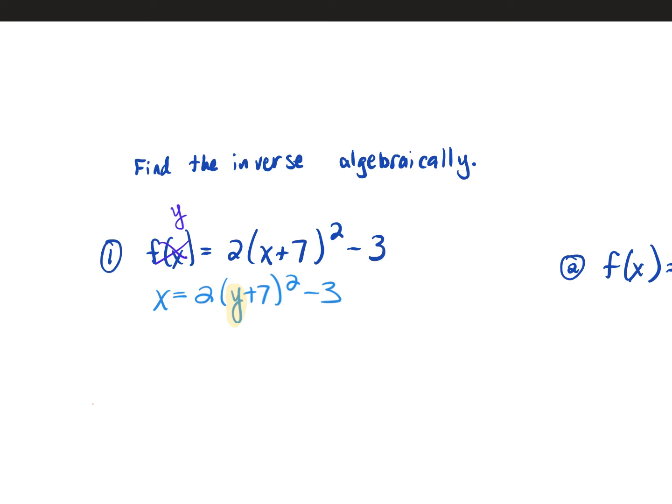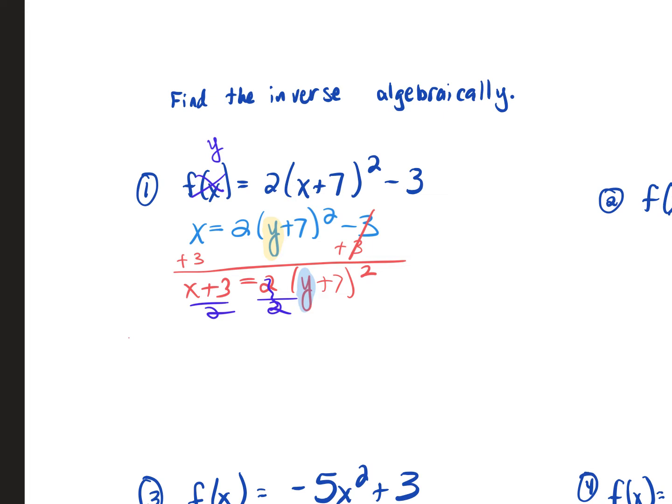The first thing we're going to do is add 3 to both sides. I have x plus 3, so this is going to cancel out. I'm left with equals 2 times (y plus 7) quantity squared. We still have to get this y by itself. Can't touch anything inside that quantity squared until we get it completely alone. So I'm going to divide both sides by 2. I'm going to rewrite this so y is on the side. (y plus 7) quantity squared equals (x plus 3) divided by 2.